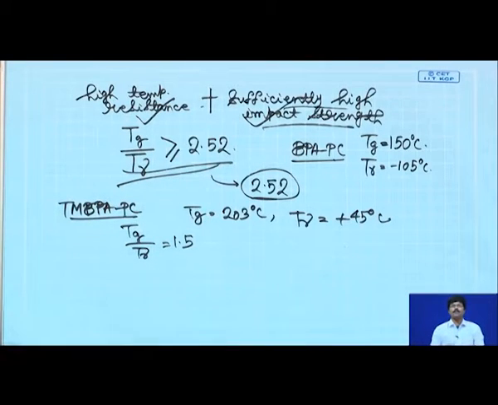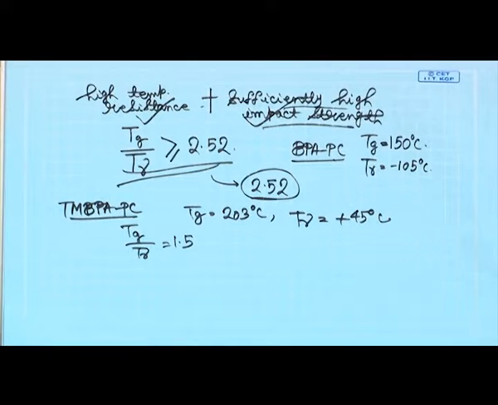If you want to improve the property of BPA-PC, bisphenol A polycarbonate, then of course you have to introduce some rigidity into the material, which increases the Tg, and at the same time you do not want to affect the T gamma, that is the gamma relaxation temperature, because that ratio has to be greater than or equal to 2.52. In order to create a rigid material, what you did in this case was substitute 4 methyl groups on the benzene ring, and that increased your Tg no doubt, but the T gamma also increased significantly. So, the ratio now became lower, around 1.5. So, the material lost the impact strength.